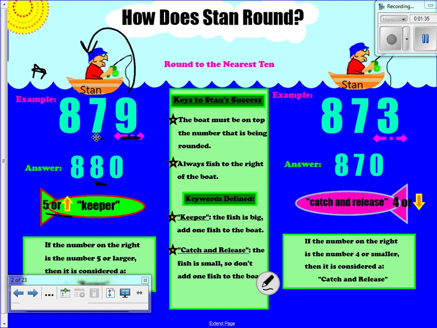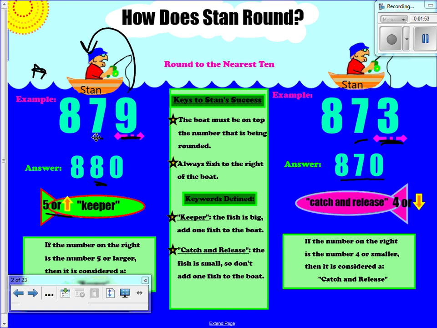So I have 880. Over on this side, it's a catch and release because I have a 3 to the right of the boat. That means the fish is small, so we don't want to add it to the boat. We're going to keep it as a 7, so we have 870, just because the 3 is less than 5.